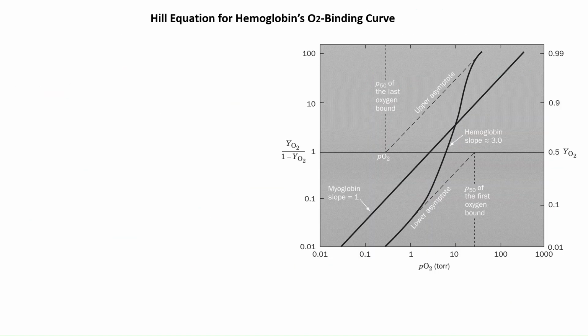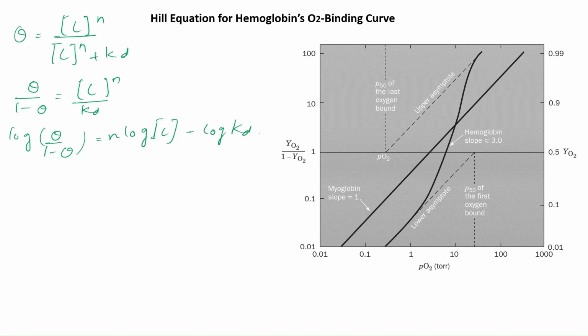Now, we obtained the theta equation. After rearranging this and taking log on both sides, we get an equation known as the Hill equation. And when we plot a graph between log L and log theta upon 1 minus theta, this is known as the Hill plot. In the Hill plot, we get a slope which we call N.